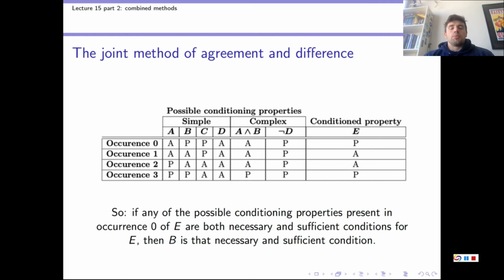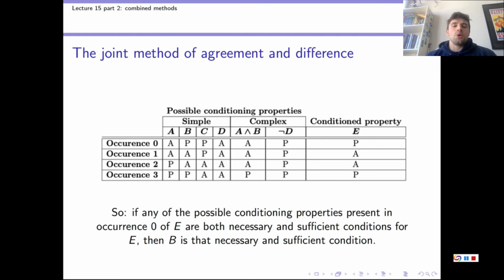Well, the first step we applied to occurrence 0 says that we're interested in only the properties present in that occurrence 0 of E. So we're only interested in B, C, and not D. The rest are absent in the occurrence of interest, in occurrence 0. So then, using the direct method left us with B or not D as necessary conditions, both of which we're interested in, but using the inverse method left us with B, D, or A wedge B as sufficient conditions, and we're only interested in B out of that list.